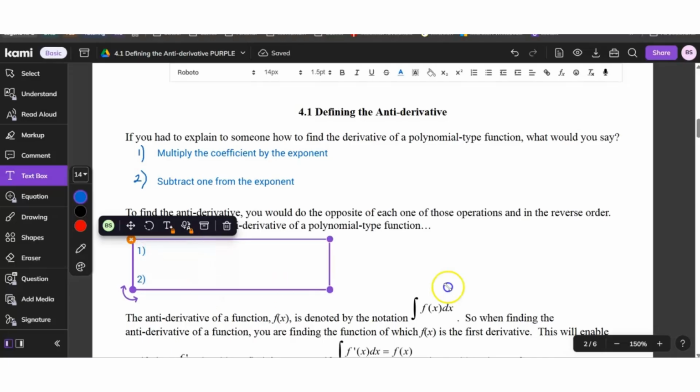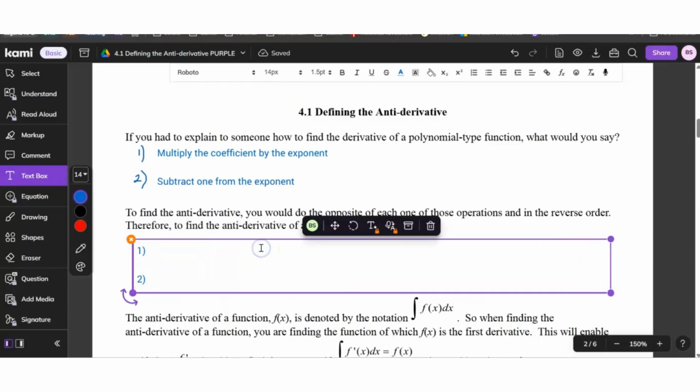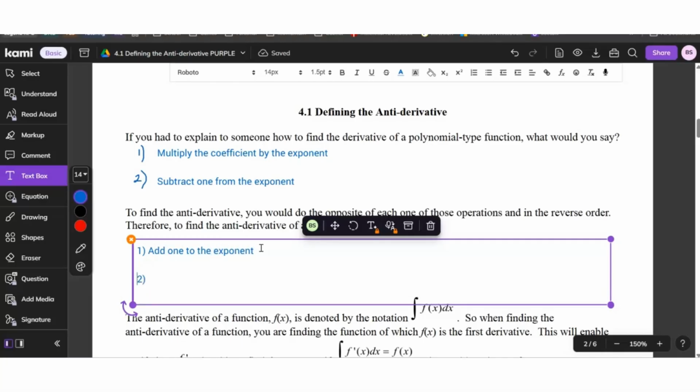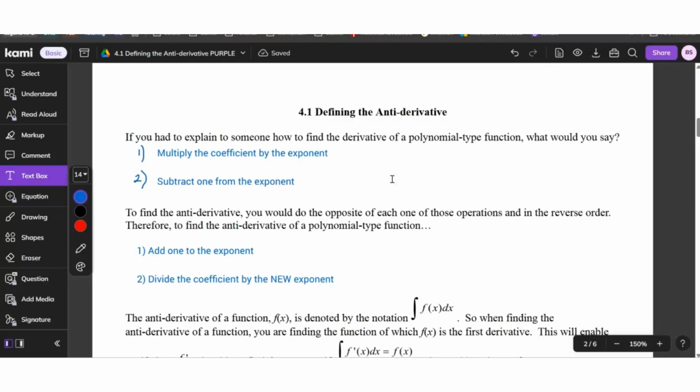So if we want to do the antiderivative, we'd have to do the opposite of that. So what would we do first? You've got to do them in opposite. So subtract 1 from the exponent would mean that we need to add. So we add 1 to the exponent. And then now we divide the coefficient by the new exponent. Does that make sense?